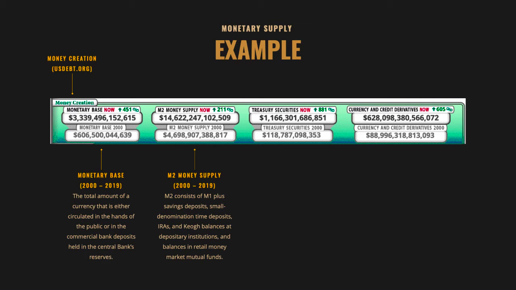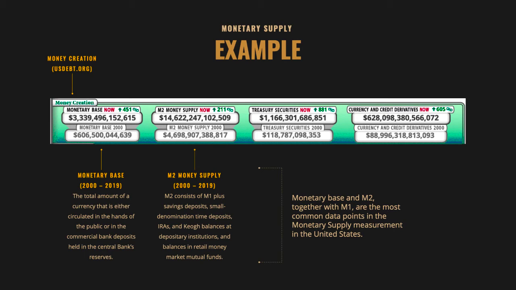So the M1 monetary base is money that's liquid and easy to get to, and the M2 monetary supply is the stuff that's a little harder to get to. Your entire monetary supply is the combination of both M1 and M2. They're the most common data points in monetary supply measurement inside the United States.